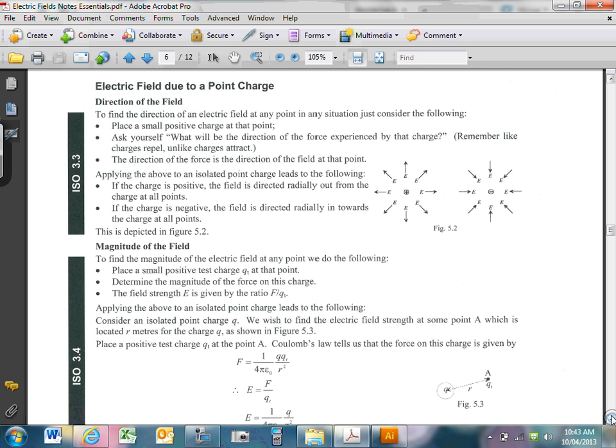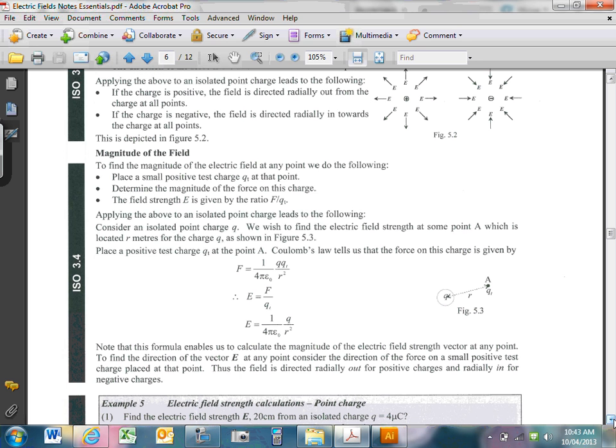That might be why we're talking, because it's very easy. Magnitude of the field.